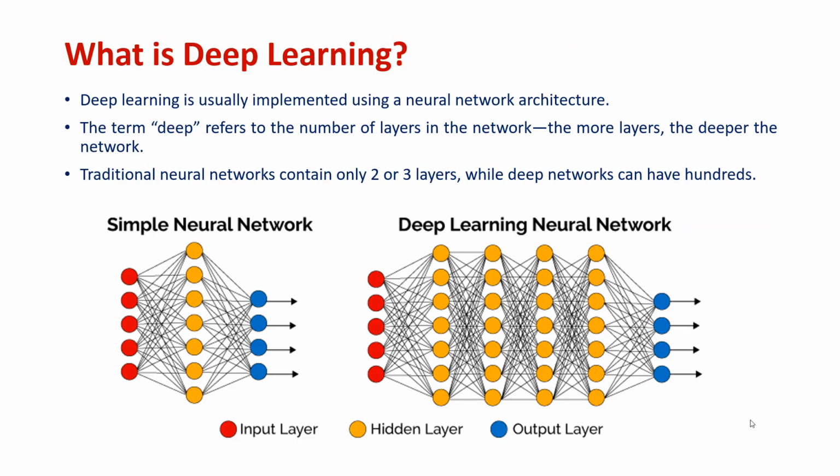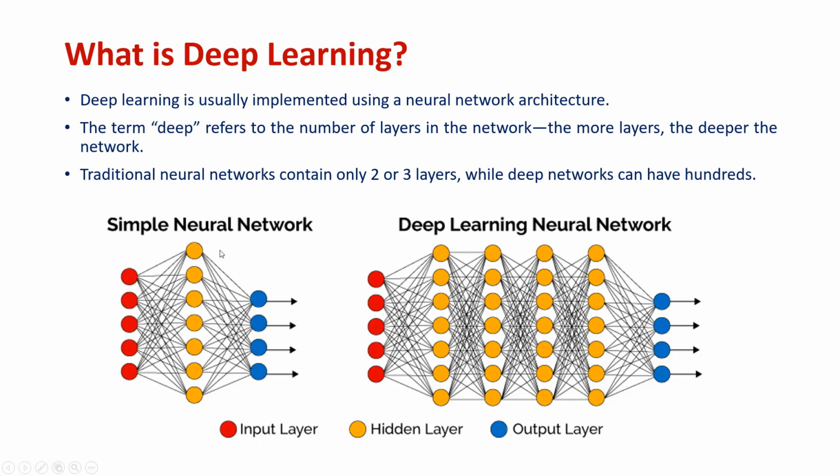Okay, so deep learning is usually implemented using a neural network architecture, and the term deep refers to the number of layers in the network. The more layers, the deeper the network. It's simply why we call it deep, because it has more layers, because it goes deeper and deeper, and it can do more functions than the simple neural network.